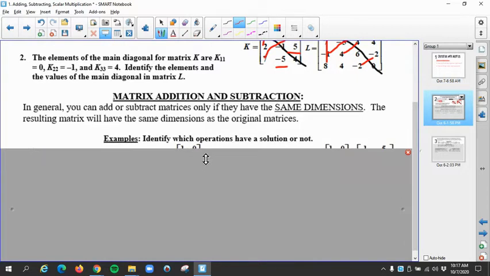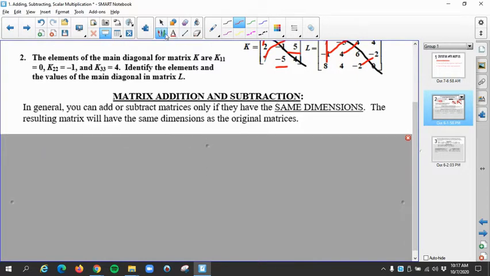Let's look at adding and subtracting. If you're writing this down, here's the most important part. Matrices can only be added and subtracted if they have the same dimensions. It is really important they have to have the same dimensions. Also, make a note, the resulting matrix will have the same dimensions as the original matrices.